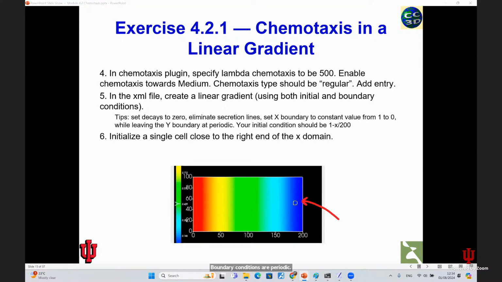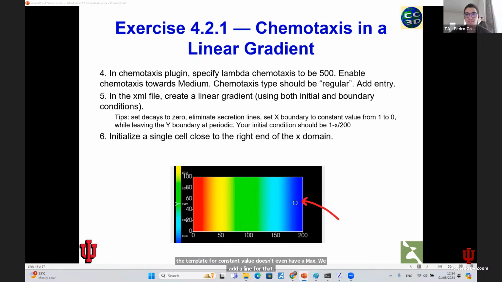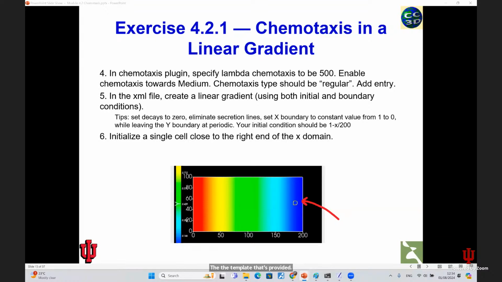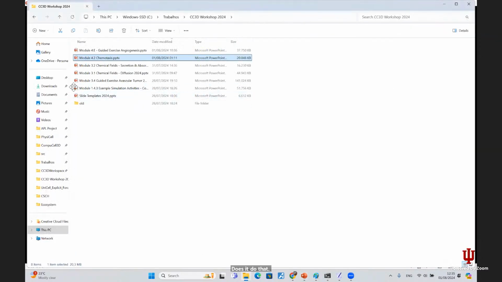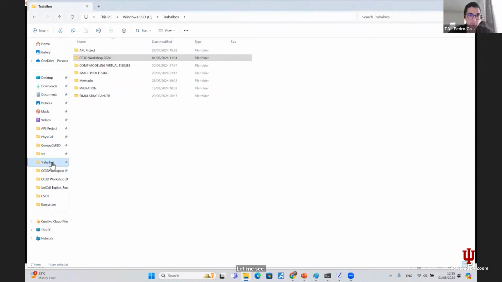So the template for constant value doesn't even have a max. We add a line for that. Can you repeat that? Sorry, my brain shut down a bit. The template that's provided with the XML gives a min and max for constant derivative, but not for constant value. It just has min. Do we add another line to give it a max? Wow. Does it do that? Let me see. What do you mean by a max that's smaller than the min? X max is the right border and min is the left border.